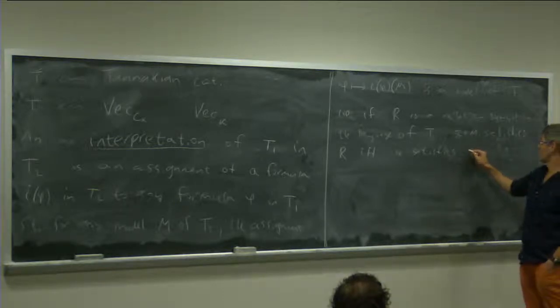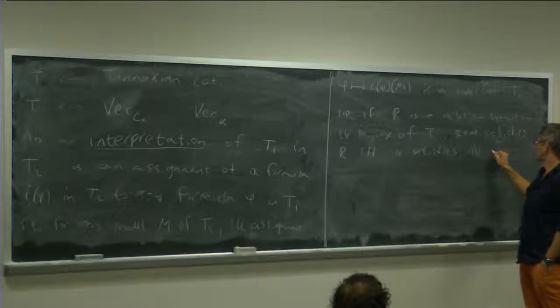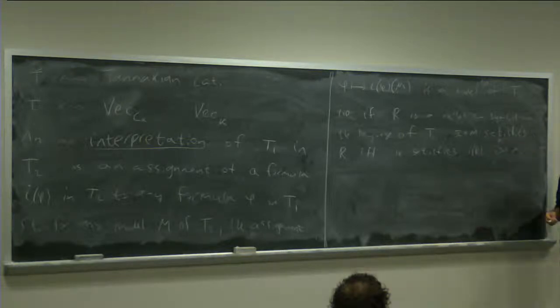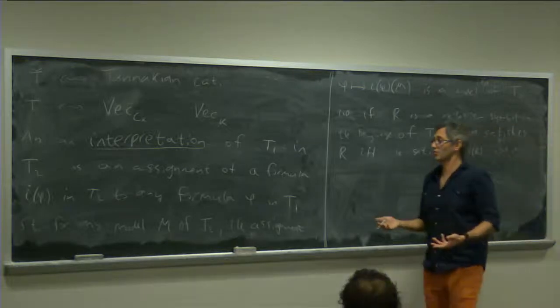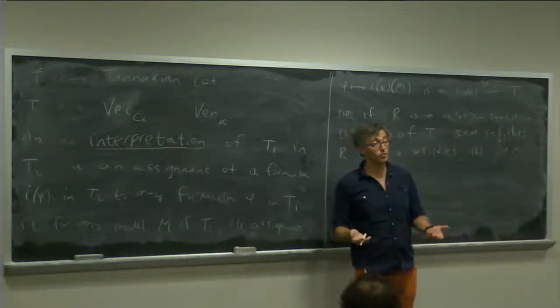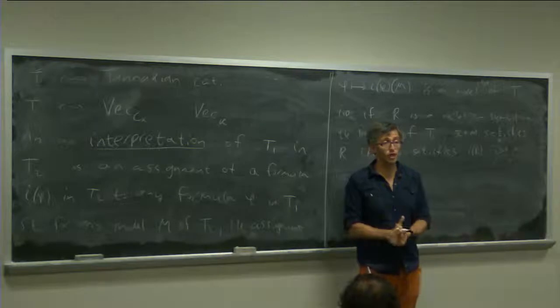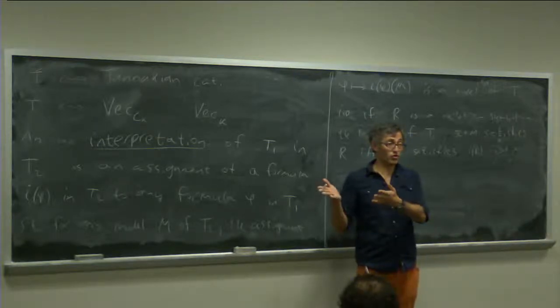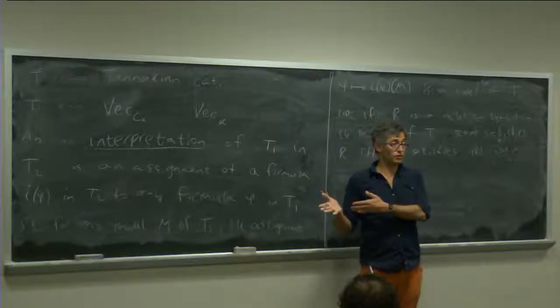If it satisfies, as a model of... okay, so maybe an example. Suppose T1 could be the theory of groups. Okay, so suppose T1 is the theory of groups. So what is an interpretation? I need to give you an interpretation. It's just a definable group in T2.